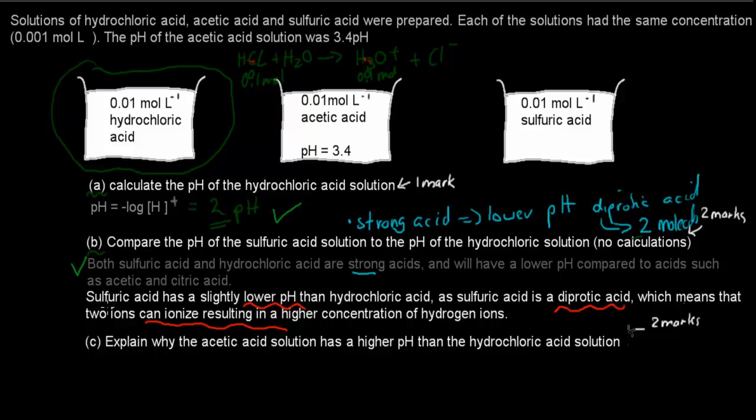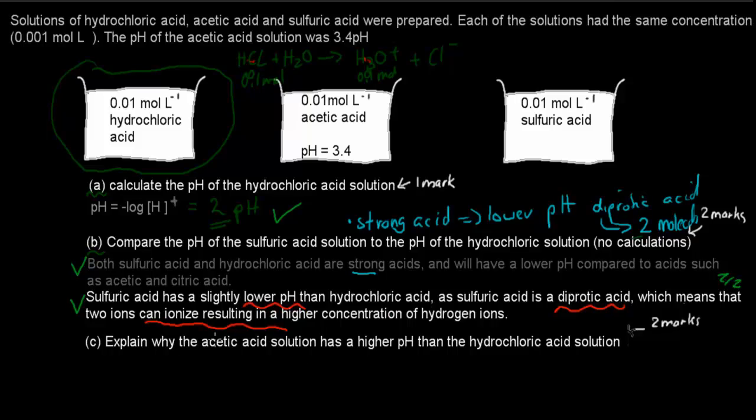So sulfuric acid can have a slightly lower pH, at the same concentration, than hydrochloric acid does. And that will also get you marked. Just mentioning that there's a slight difference in pH between the two, even though they're both strong acids. Okay, again, that gets you 2 marks out of 2.